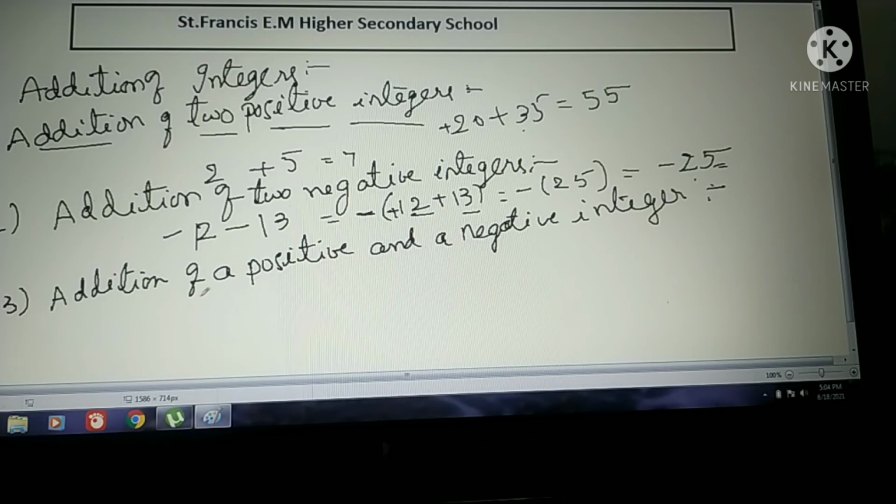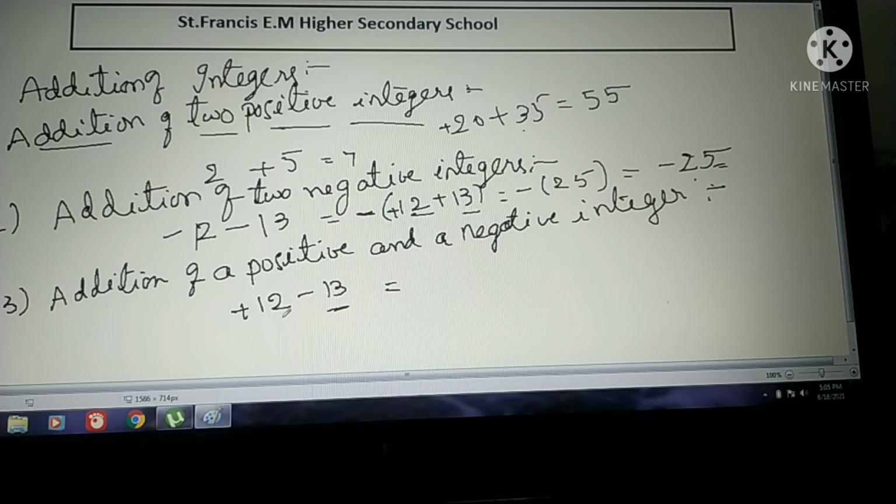Okay. Now see addition of a positive and a negative integer. If we have one positive, one negative integer, again I am taking the same numbers. So plus 12 minus 13. Here I have these two, one positive, one negative. That time what to do? So how to do this one? For adding a positive and a negative integer, we find the difference between the numerical values and give it the sign of the integer with the greater numerical value. So whatever the sign the greater number has.